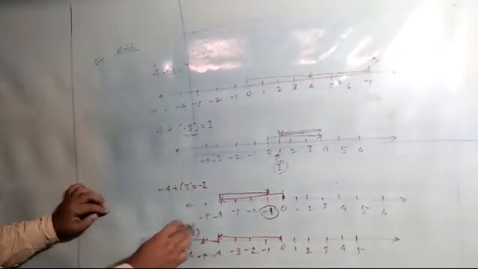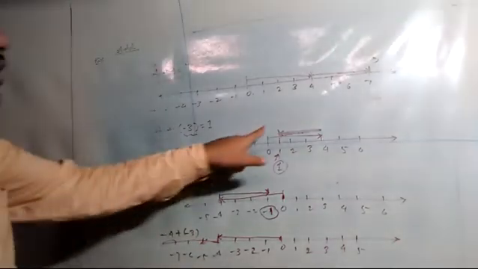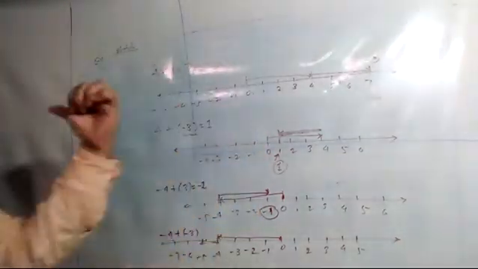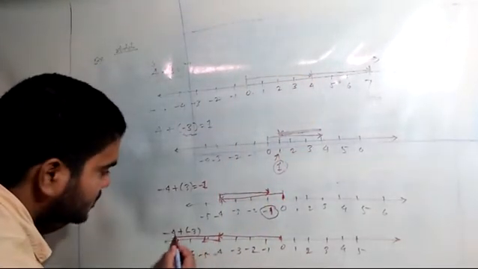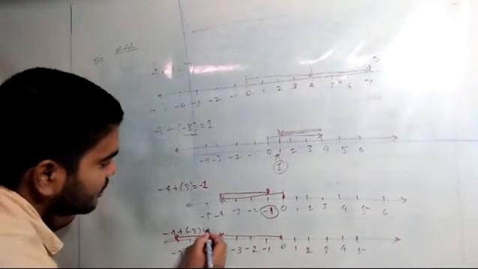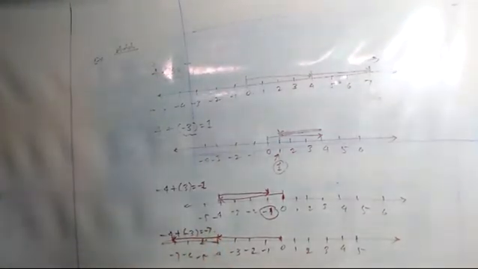After that what we have to add? Add minus 3. As I have told you here, when we add negative numbers, we have to move towards left hand side. So minus 3 points we have to move towards this side. So our answer will come here. So the result will be minus 7. I hope you all understood.